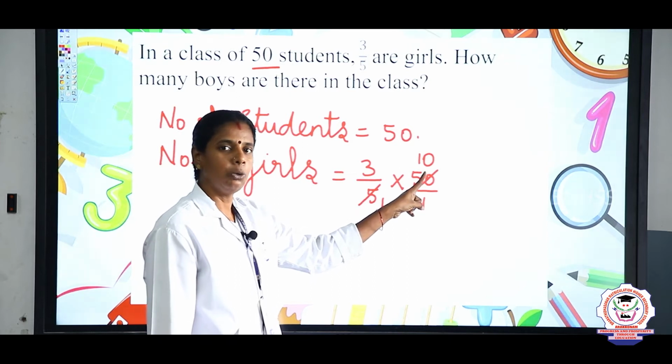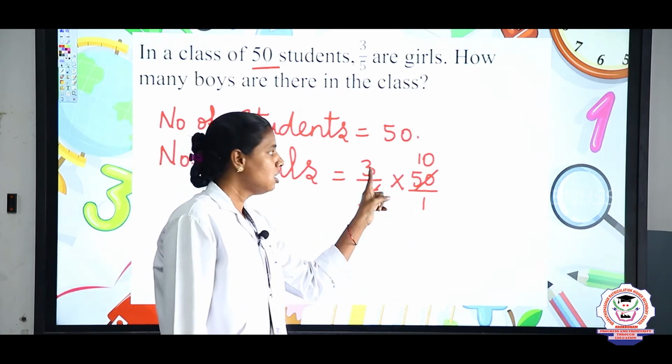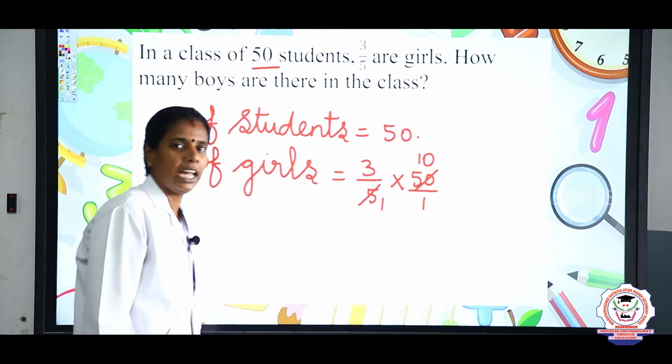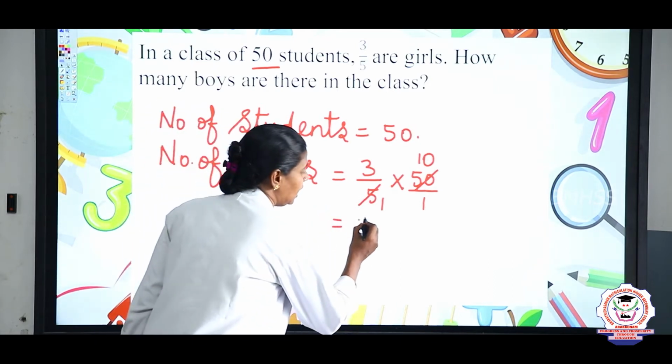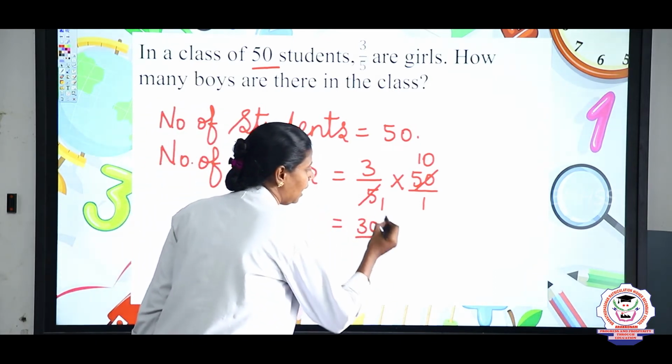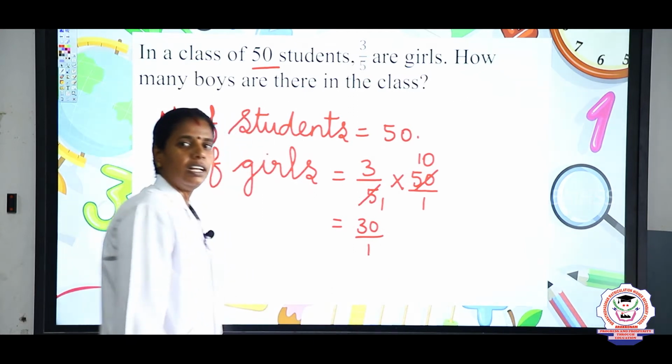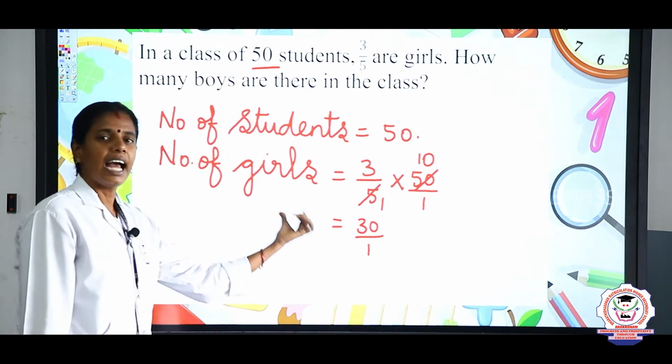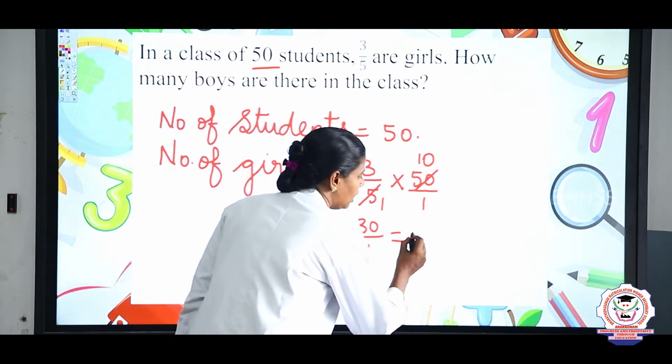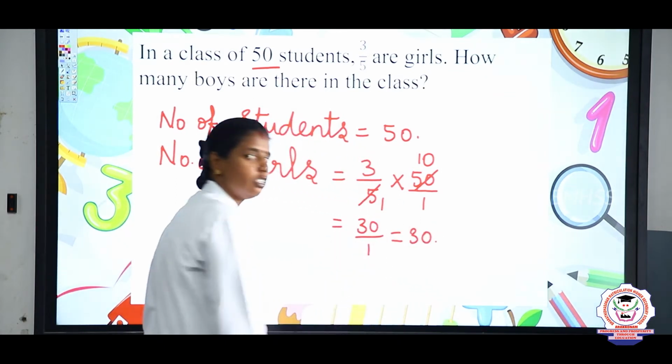So, what is the answer now? Just multiply the numerators and denominators. So, if you multiply 3 into 10, the answer is what? 3 10s are 30 by 1 1s are 1. So, the number of girls in the class is, how many girls are there? Yes, very good, 30 girls are there.